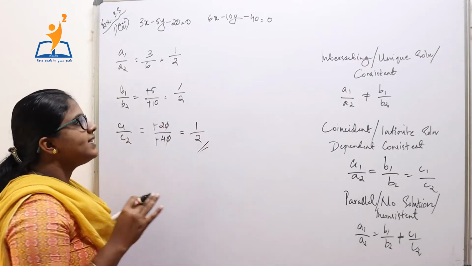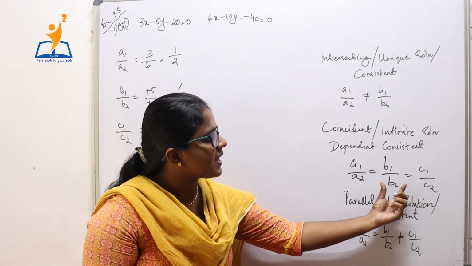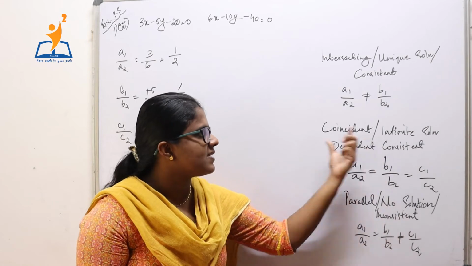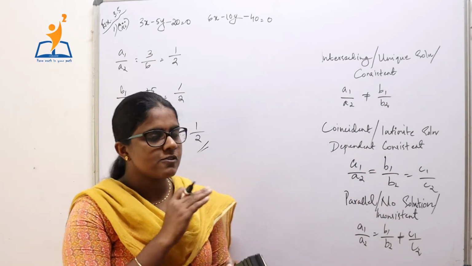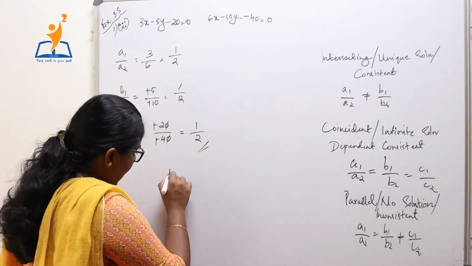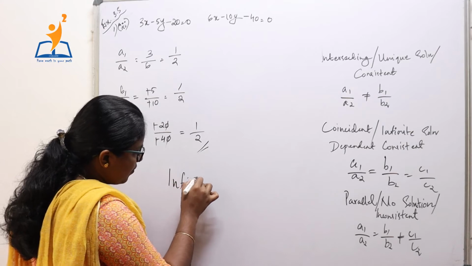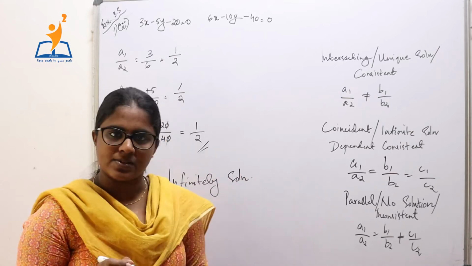So all the three ratios are equal. What will it mean? All the three ratios are equal means it has infinitely many solutions. So this particular pair of linear equations has infinitely many solutions. And now we will go for the next question.